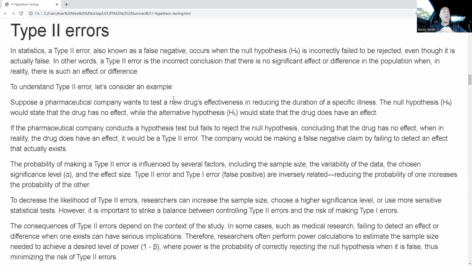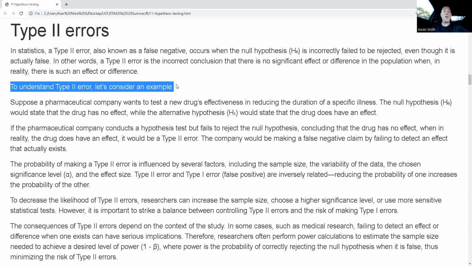In a type 2 error, also known as a false negative, this occurs when the null hypothesis is incorrectly failed to be rejected. The null hypothesis is incorrect. The alternative is correct, but we made a mistake, even though the null is actually false. In other words, a type 2 error is the incorrect conclusion that there is no significant effect or difference in the population when in reality, there is such an effect or difference. To understand type 2 errors, let's consider an example.